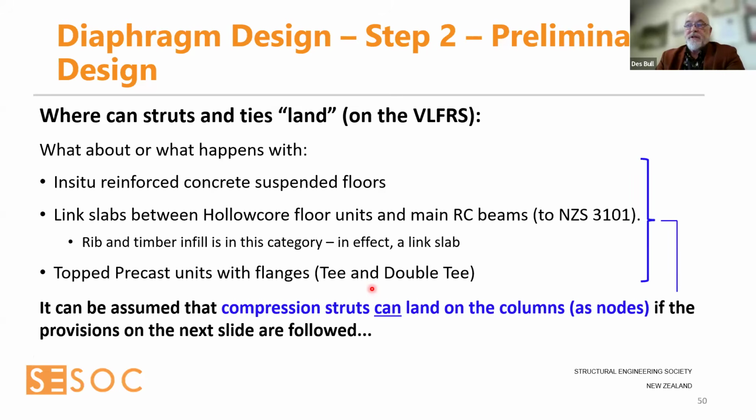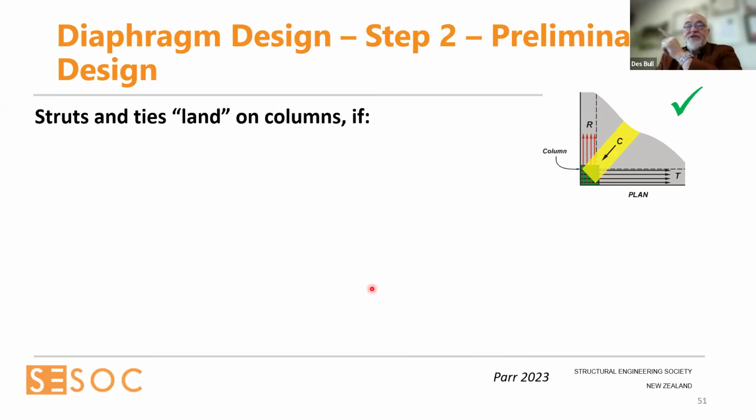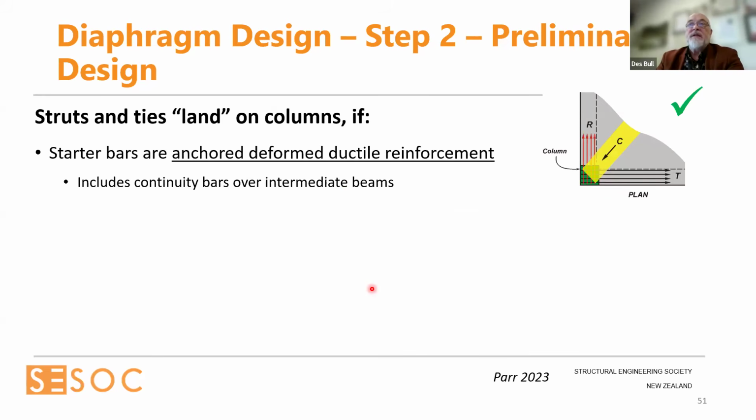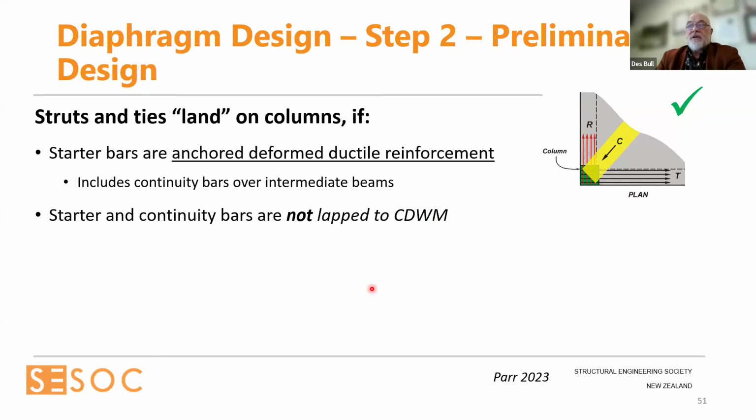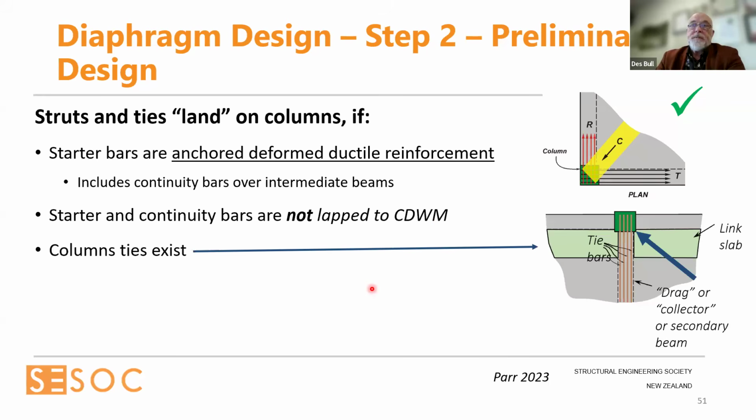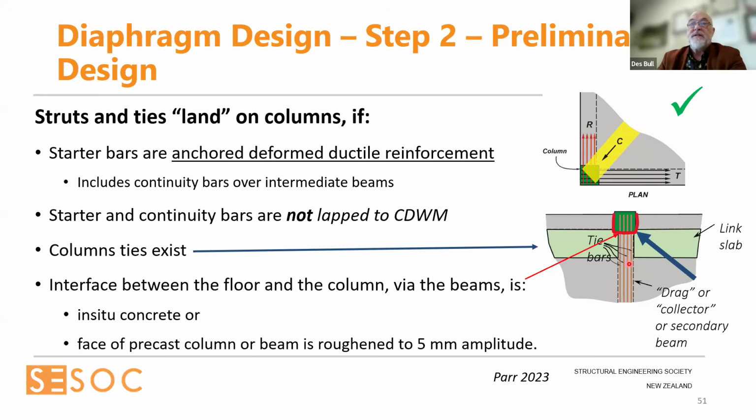Here it is. It can be assumed that the compression strut can land on the columns as nodes, directly to the columns or immediately to the beams next to the columns, if the following provisions are followed. In other words, yes, you can do this, providing the starter bars are anchored to form ductile reinforcement, the 4671. This includes continuity bars over intermediate beams. The starter bars are not lapped to cold drawn wire mesh. Existing column ties exist. Columns are tied in. This is all part of your tie for your strut and tie.